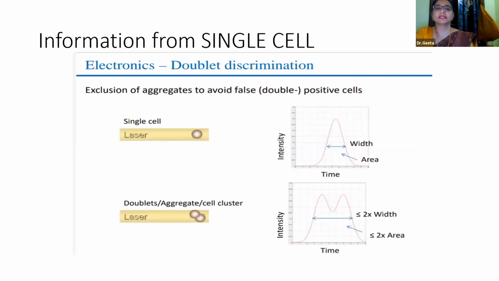So now this is what I explained, that whenever two cells pass through together, the information is wrong regarding the intensity, regarding the size or the fluorescence information. So always they should be in single file.